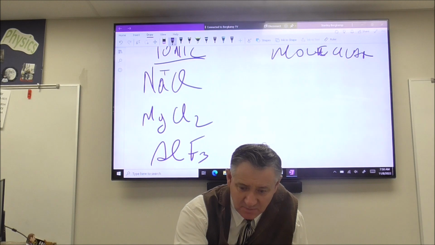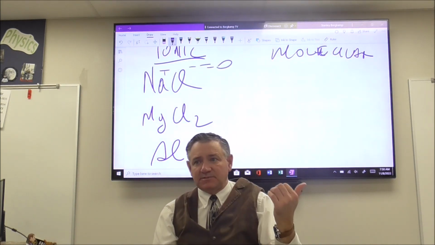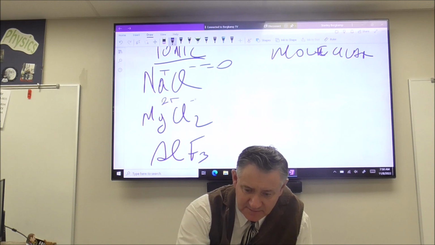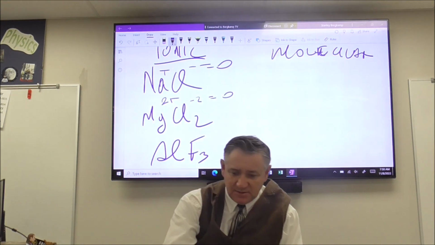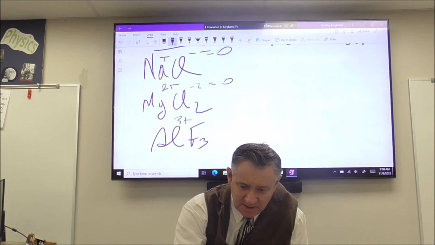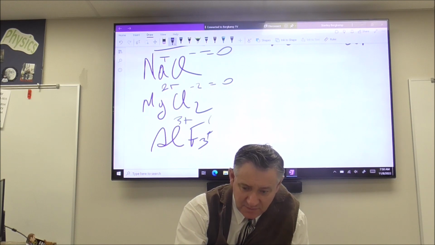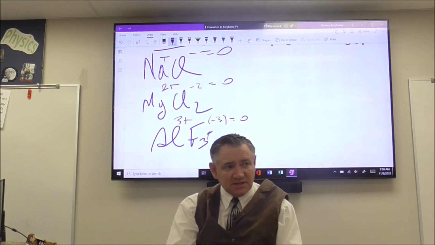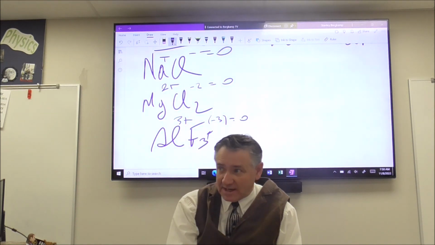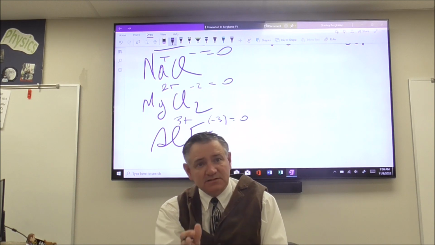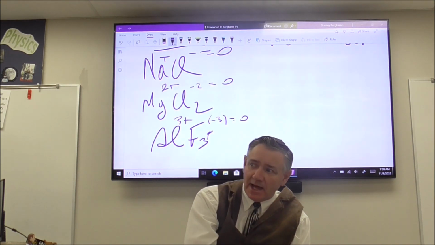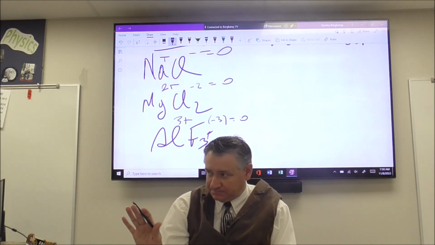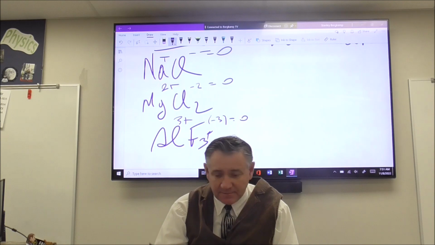So this is +1, -1, that adds up to equal 0. This is +2, I got 2 of these negatives, those add up to equal 0. Aluminum is 3 plus, fluorine is 1 minus, but I've got 3 of those, so they add up to equal 0. Okay, so that's the only possible combination I can have because of the fact that they have to add up to 0. Okay? Got that? That's it. The only way it's going to work.